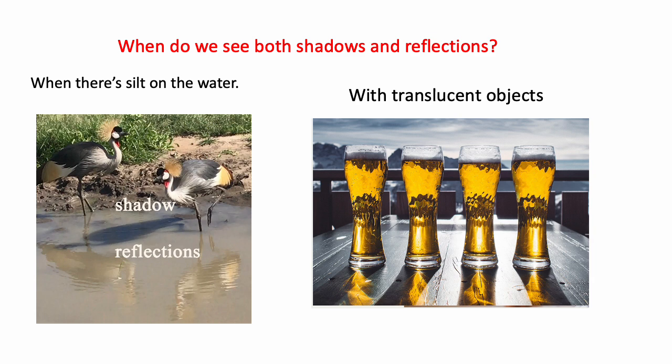We also see both shadows and reflections when there's silt on the water, and here, for example, is a blue-gray shadow, and underneath is the reflection. And you can see that the white area is not as white in the reflection, and the dark area is not as dark in the reflection, and as a result, the value contrast of the reflection is much less than we see on the bird. With translucent objects, the light goes through the center of the glass and causes this flame-like appearance, whereas shadows of the side of the glass vary with the direction of the sun.